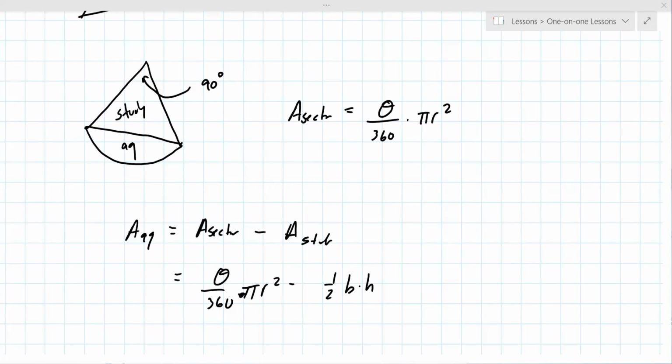So then go back up to the box where we actually have to find that number. This is probably our most complicated one. It's 90 divided by 360 times pi times the radius, 20, squared minus the area of the study. So it's 114 feet squared. That's the rounded answer.